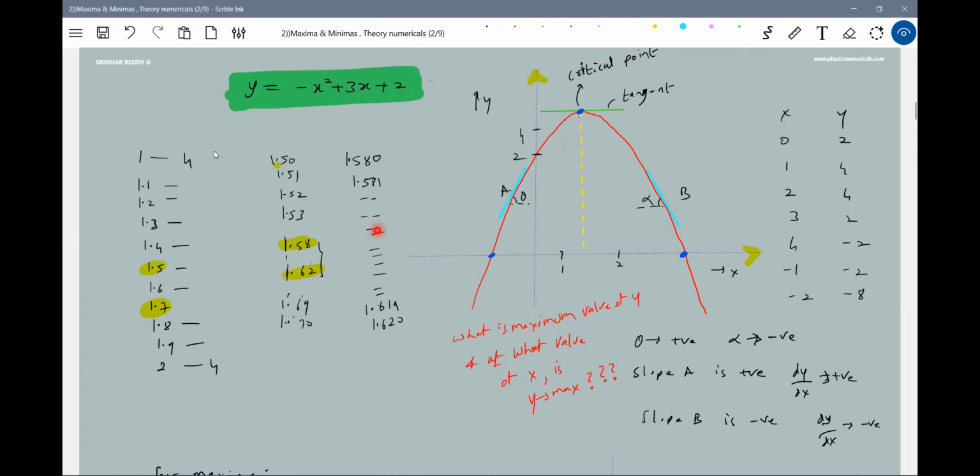Again, it may be between certain values like this. No, it's very, very difficult. This is something not advisable, fighting like this by making a guess of certain values. So there should be some scientific method to predict the maxima. That is what we are trying to do.